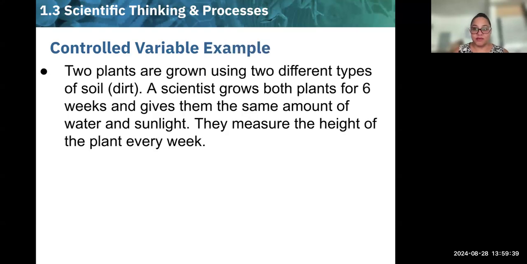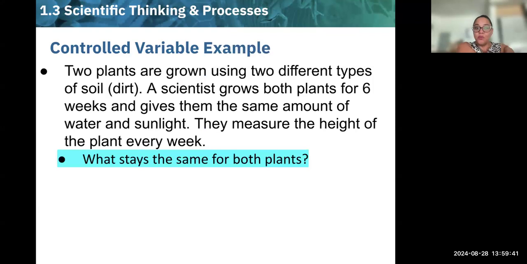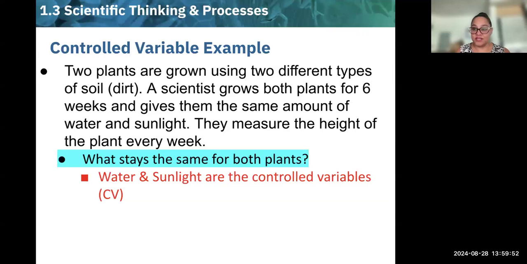And in our example, same example, what stays the same for both plants? It says right there, gives them the same amount of water and sunlight. So yes, water and sunlight are two of the controlled variables in this experiment. There can be more because everything else is supposed to stay the same, but for now, those are the ones that are spelled out in the experiment as staying the same.